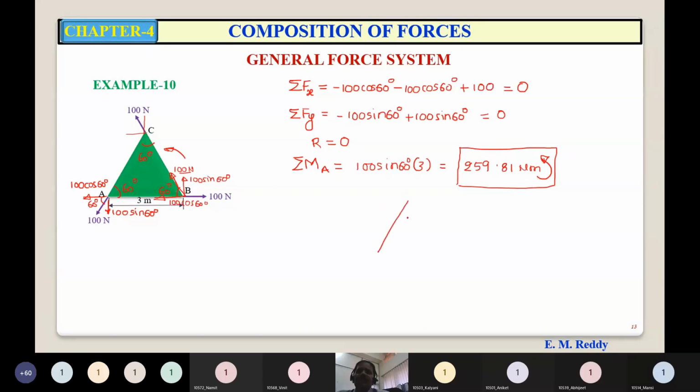So that means you can replace all those three forces with an anti-clockwise couple of magnitude 259.81 Newton meter. So this is the resultant of the given system.